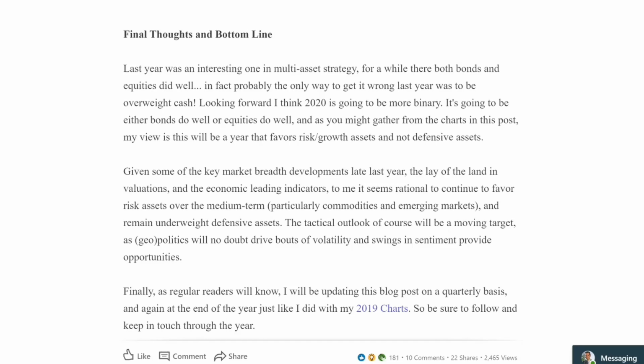Given some of the key market breadth developments late last year, the lay of the land in valuations, and the economic leading indicators, to me it seems rational to continue to favour risk assets over the medium term, particularly commodities and emerging markets, and remain underweight defensive assets. The tactical outlook, of course, will be a moving target, as geopolitics and politics will no doubt drive bouts of volatility, and swings in sentiment will provide opportunities.